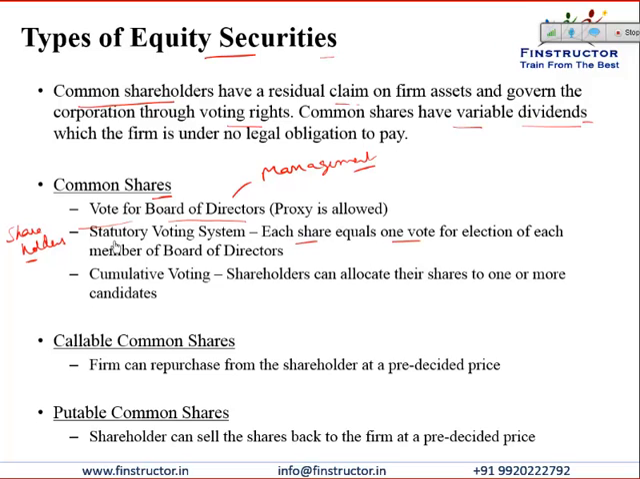However, the problem in a statutory voting system is that you can vote for only one person. So if there are 5 board members, and let's assume there are 10 candidates, then even though I own 80% of the company, I can influence only 1 out of the 5 board seats. That is, each of my shares is entitled to one vote. However, I can vote for only one person. So even though I own 80% of the company, I can influence only 20% of the board seats. The remaining 5 will be chosen by the other shareholders.